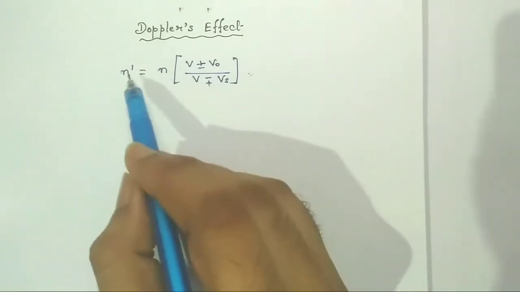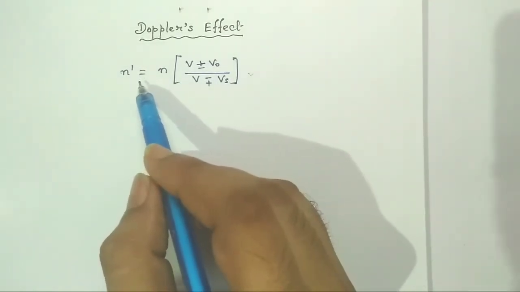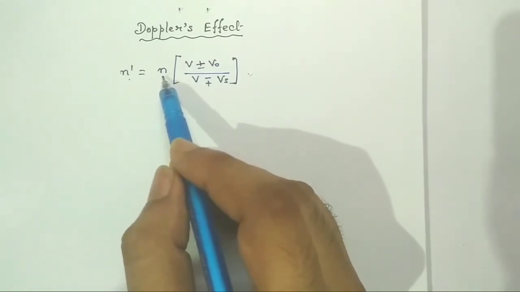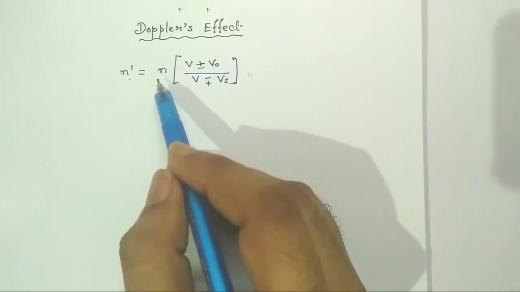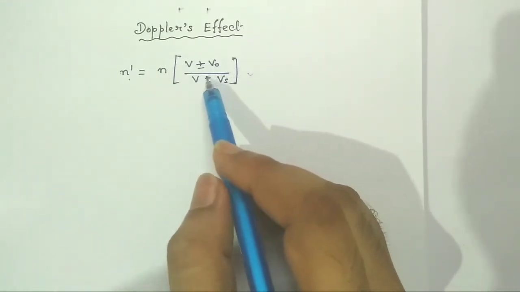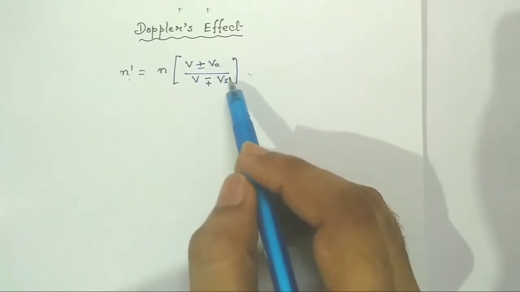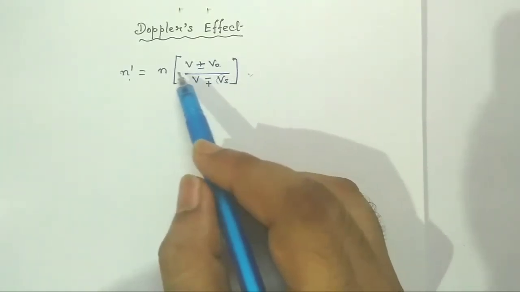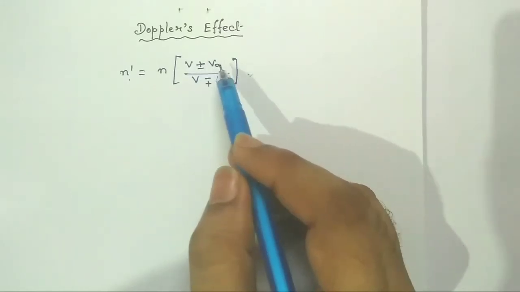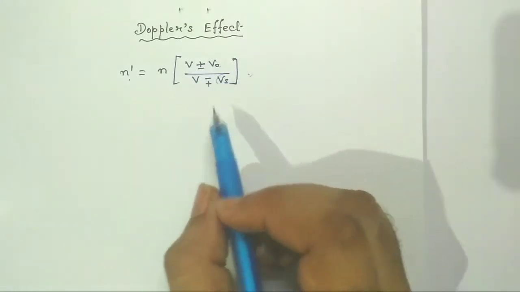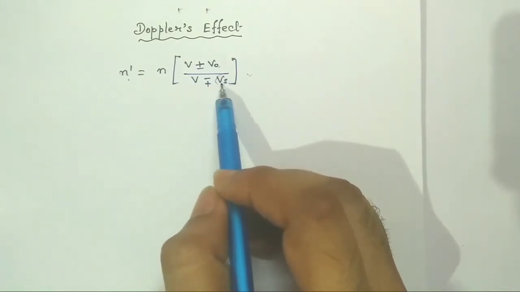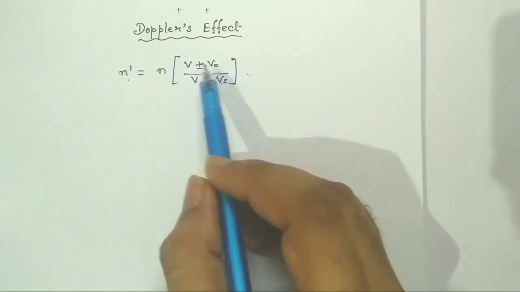In this formula, n' is the apparent frequency heard by the observer. n is the original frequency that is emitted by the source of the sound. v0 is the velocity of the observer, vs is the velocity of the source, and v is the velocity of sound in air.